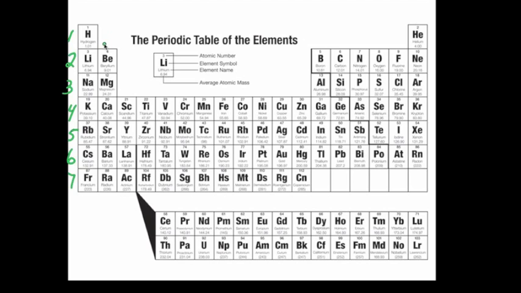Each one of these rows, or what we call periods, has elements in them. So the atoms in the first period only have 1 energy level. They have the K energy level, or 1 electron shell. In the second period, they have 2 electron shells. In the third period, they have 3 electron shells. Okay, so we know their basic structure.